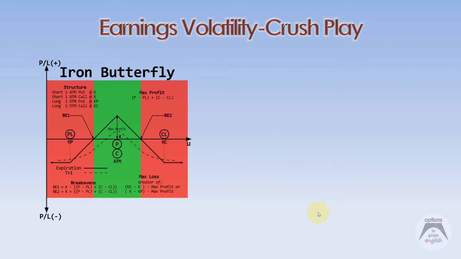Now, how to put it on? Let's go through the steps. You know that there's a stock that's going to be reporting earnings. You are on the day prior to earnings. You want to put on a trade that tries to take advantage of the fact that you think that the stock is going to move less. You don't know if it's going to move higher or lower, but you do know that the magnitude of the move is going to be less than what the markets are telling you.